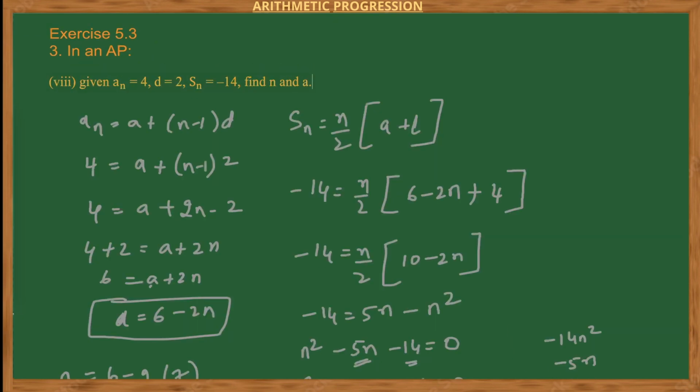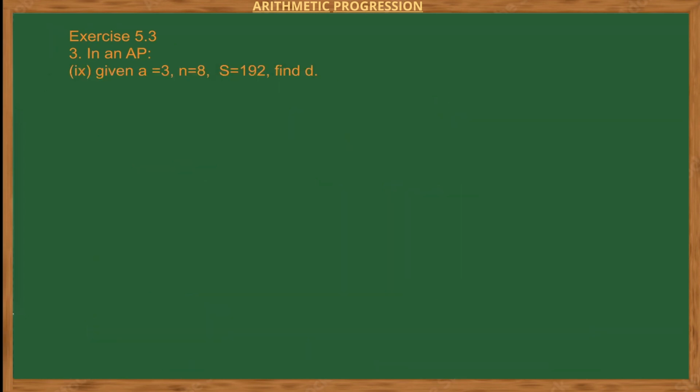Okay, previous one was 8, this one is 9. We need to find D here. What all things have been given? The sum S is given, which is nothing but Sn. So we can use the Sn formula.